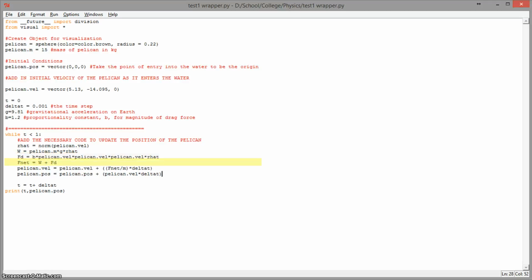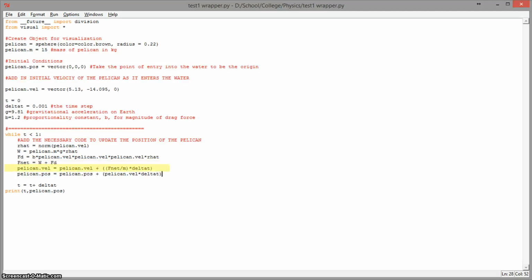The net force then is the force of gravity added to the force of drag. They will have opposite signs, so actually the final product would be the force of gravity in essence minus the absolute value of the drag force.